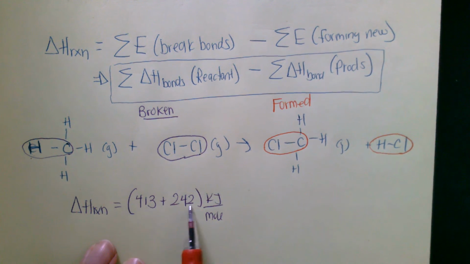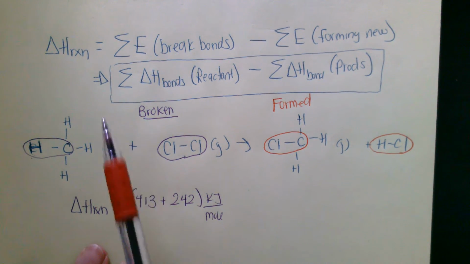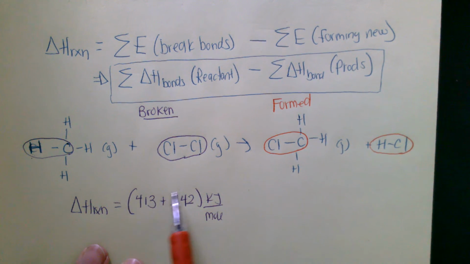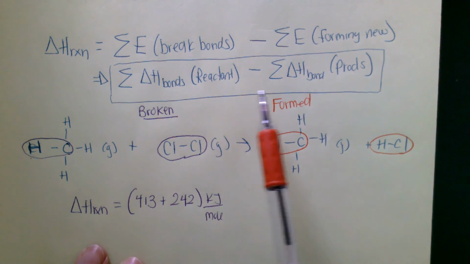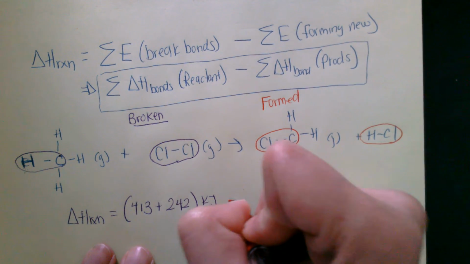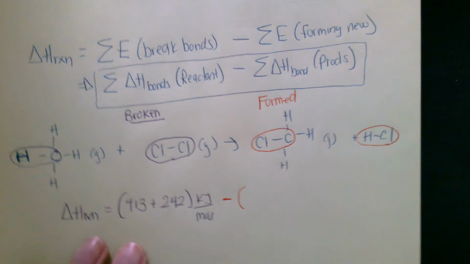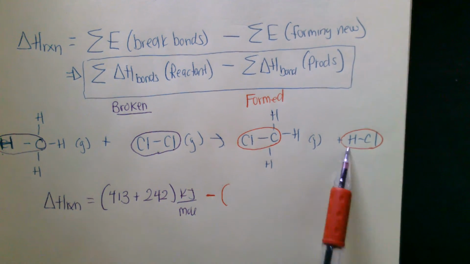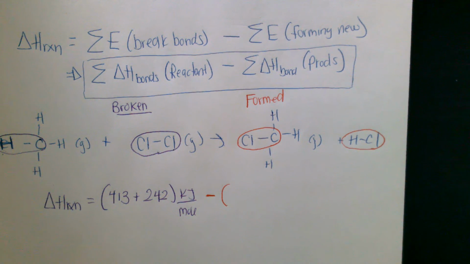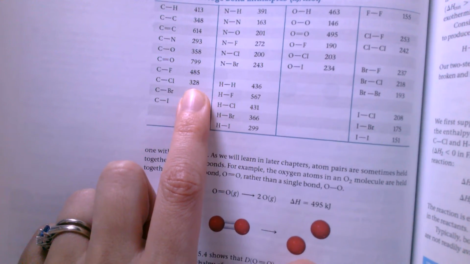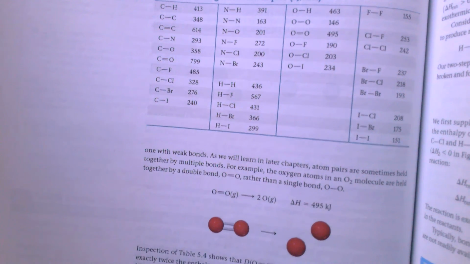So again, these are all reported as positive values. We know that breaking bonds is endothermic, so we have positive values here. Forming bonds, by definition, is exothermic, so we're going to put that minus sign here. And now we're going to look up our bond energies over here. So we're looking for a carbon-chlorine bond. Carbon-chlorine is 328.